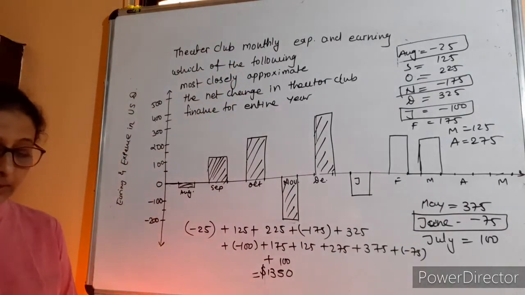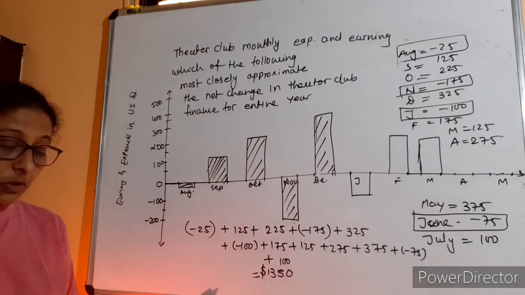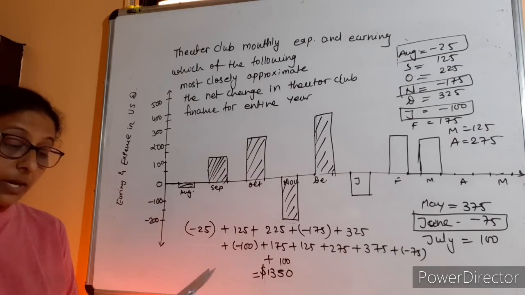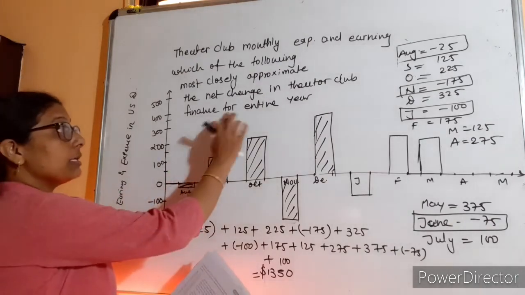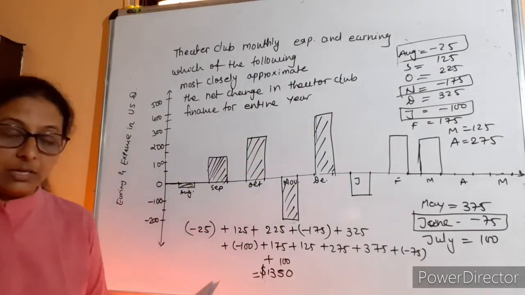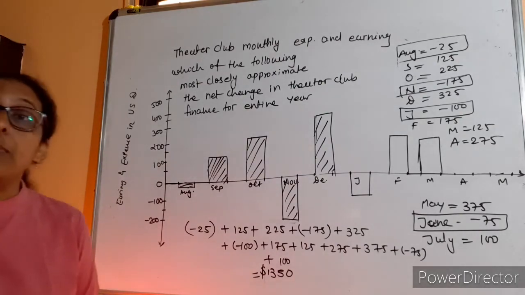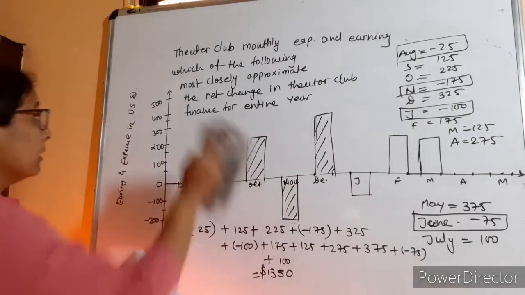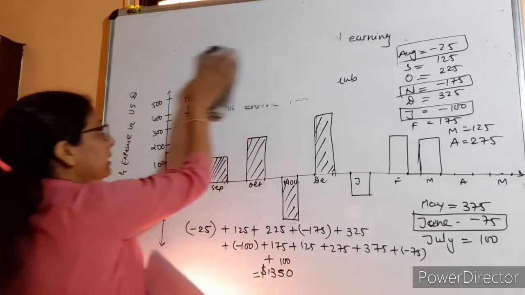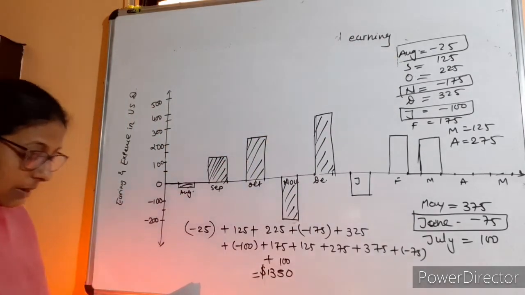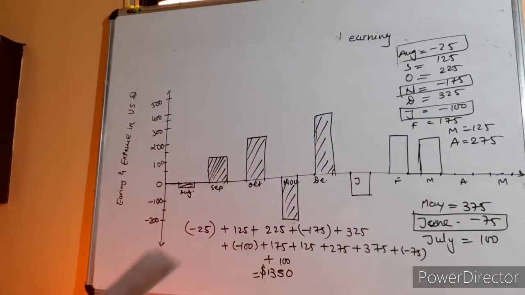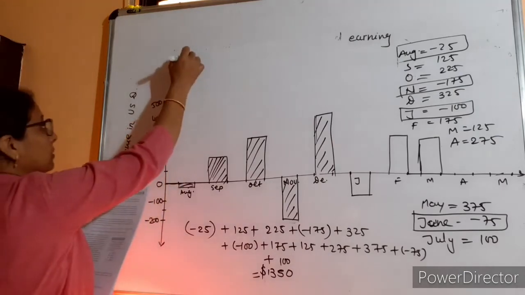Another question here is, what was the average net gain or loss per month? The previous question was for the entire year. Now it is per month. So the next question from this graph is, what was the average net gain?